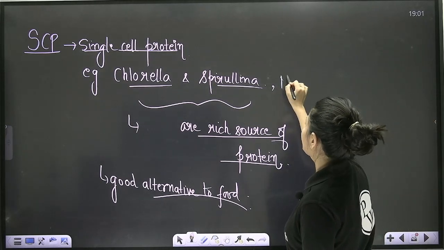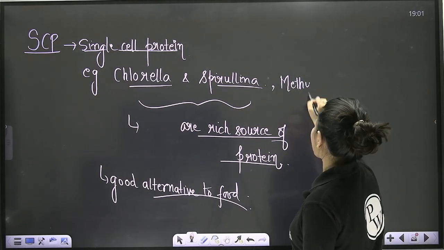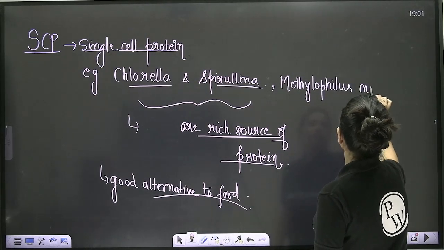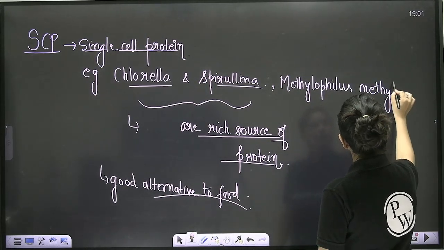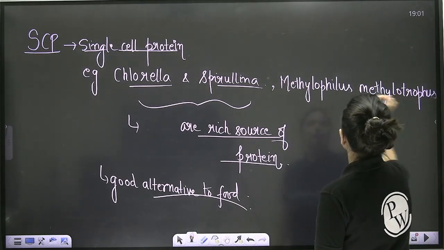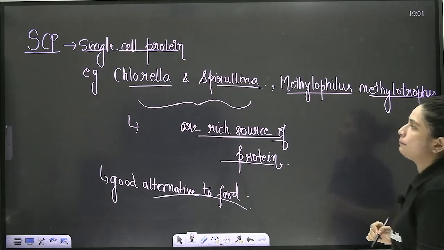One more example I can remember is a bacteria, Methylophilus methylotrophus. So this is a bacteria which is also a very good source of protein.